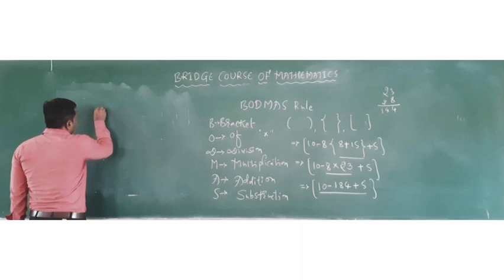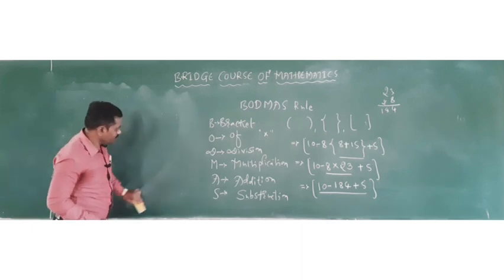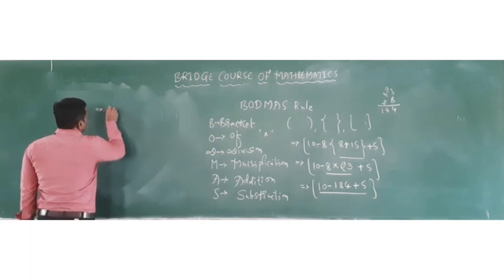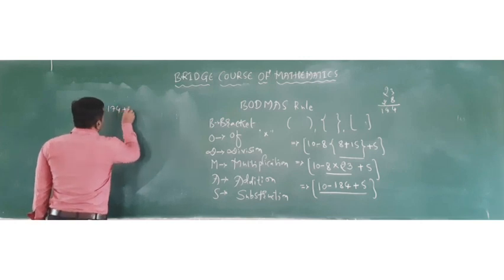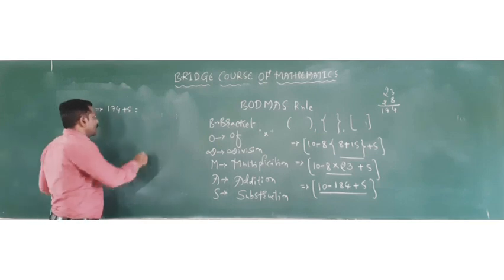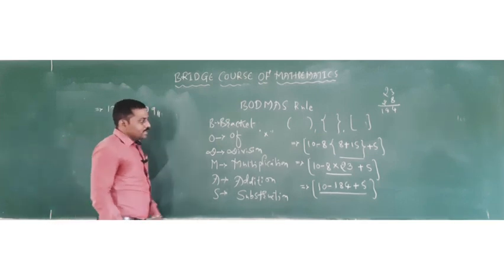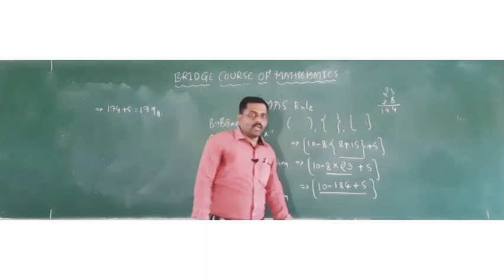Minus 174 plus 5. That is what? Here it is 179. This is the answer of the given example.